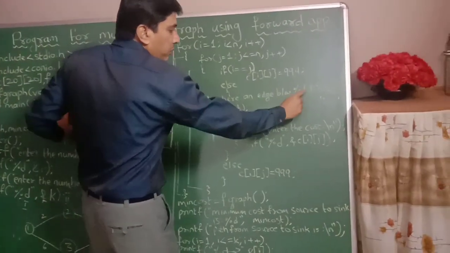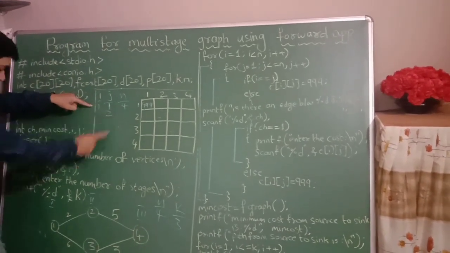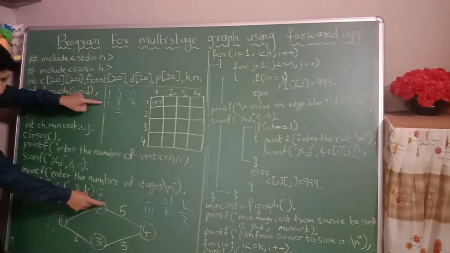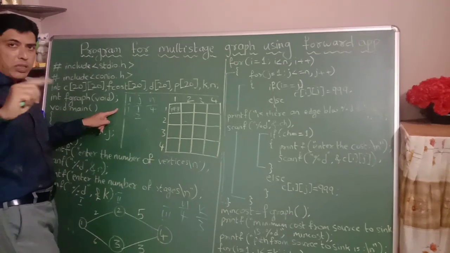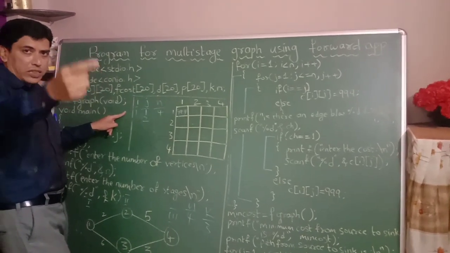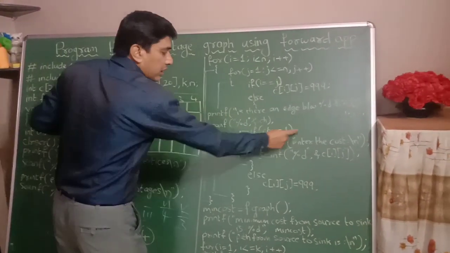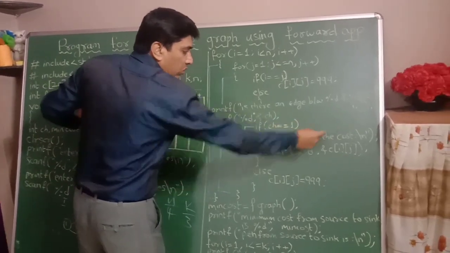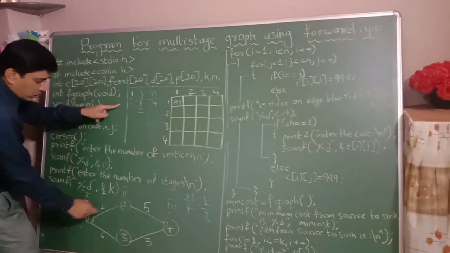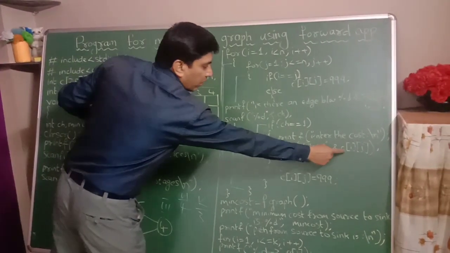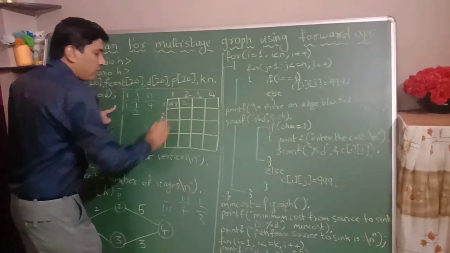Is there an edge between i and j, that is 1 and 2? Is there an edge between 1 and 2? Yes. Then I will enter the value of ch as 1. So if there is an edge between 1 to 2, or i to j, then enter it as 1, otherwise enter it as 0. Now as I am entering the value of ch as 1, enter the cost of the particular edge, that is 1 to 2. So 1 to 2 is what? 2. That value I am reading here, cost of ij, that is 1 2, the value is 2.